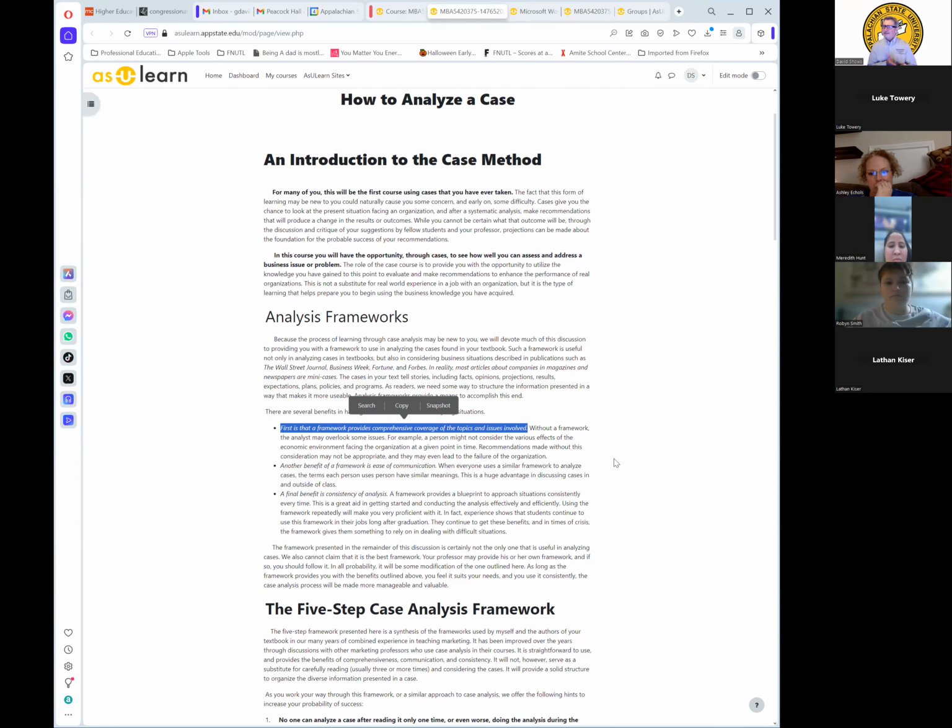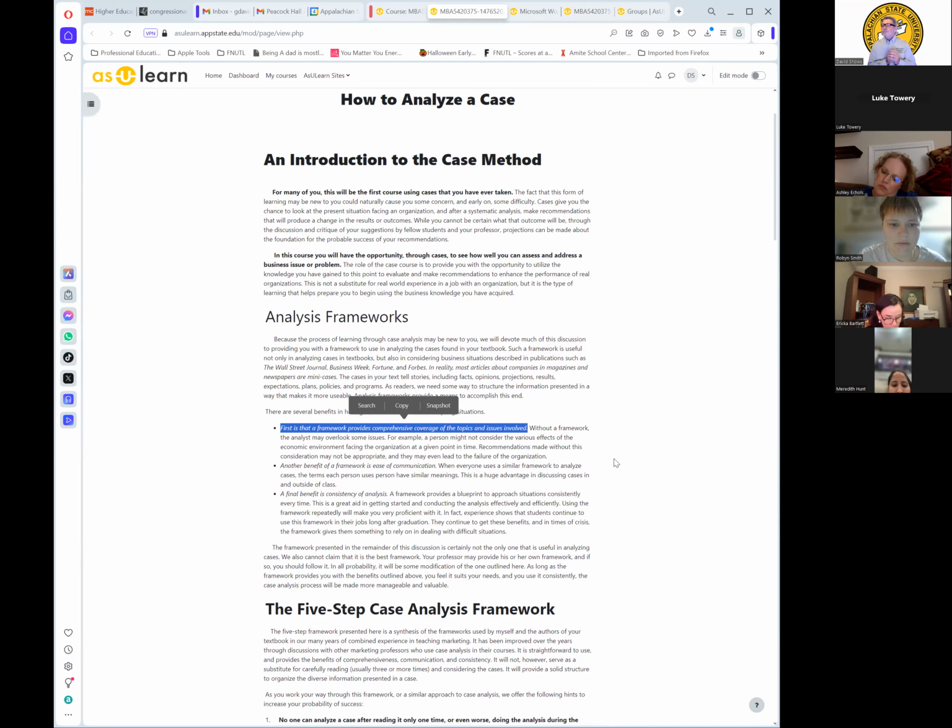The last is the consistency of analysis. This is a blueprint to approach situations in a consistent way every time. And it's a very good aid for being able to start up and analyze cases efficiently from the very beginning. Will you add things later? The answer is yes. I have changed this framework over the years because I've found that certain things I feel are more valuable than others. And so I find certain things I want to emphasize a lot more.